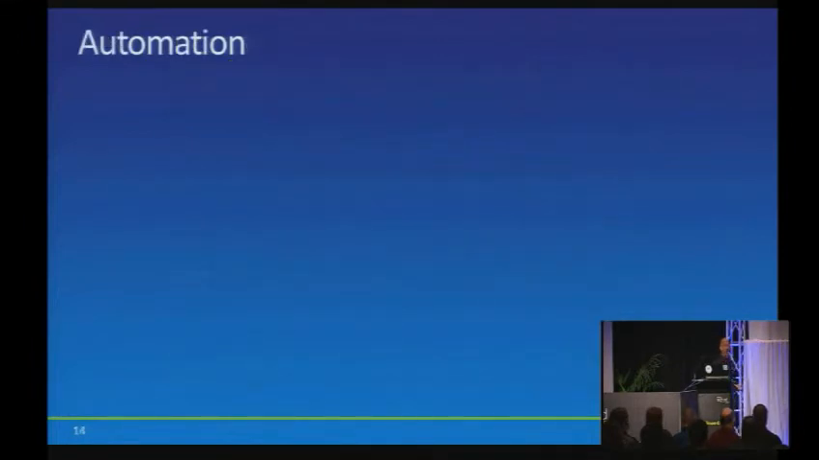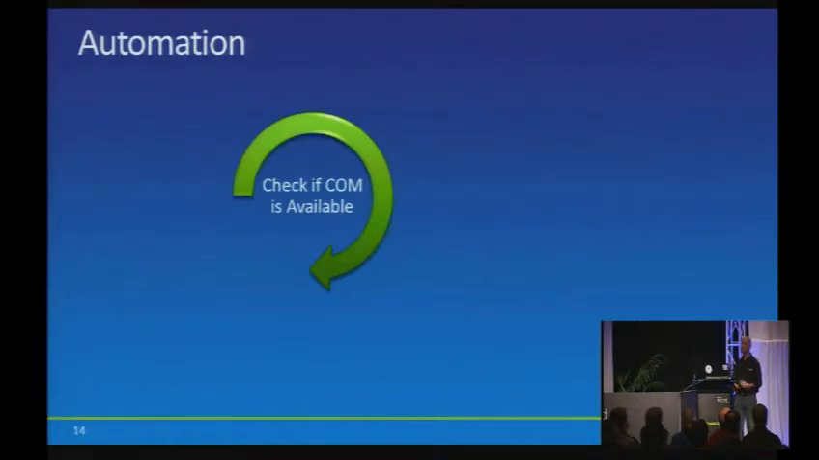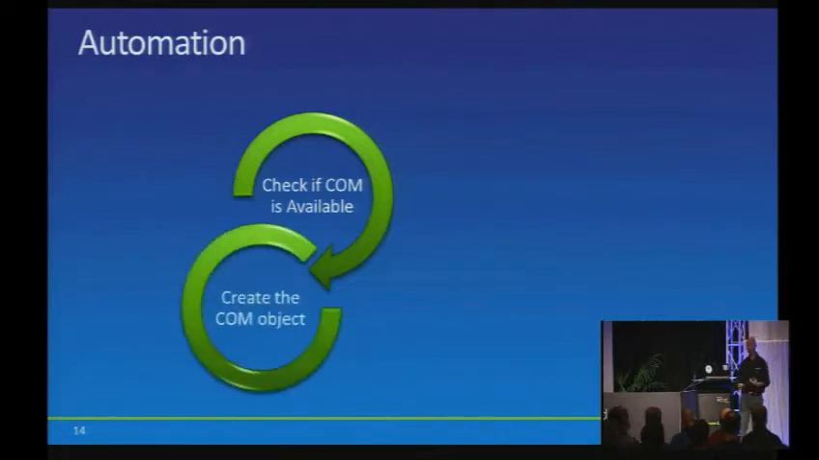So let's start off with talking about automation. First, with automation, since we're talking in this case about running COM objects in this version of Silverlight, you first want to check to see if COM is available. There's a property you can check on the API to see, is AutomationFactory available on this machine? And then you create your COM object using some features in C# 4, like the dynamic keyword.